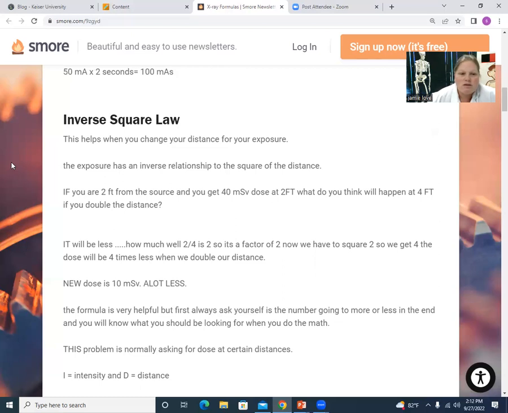So if our dose was 40, I'm going to get 4 times less dose, so it's going to be 10, a lot less dose if I move back to 4 feet from 2 feet. The formula is going to be helpful, but always ask yourself, if you're getting closer or further away, am I going to be having a higher number or a lower number? That will let you know if you set the problem up from the get-go.